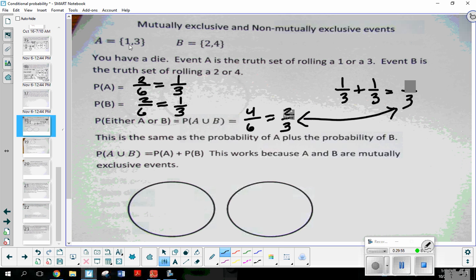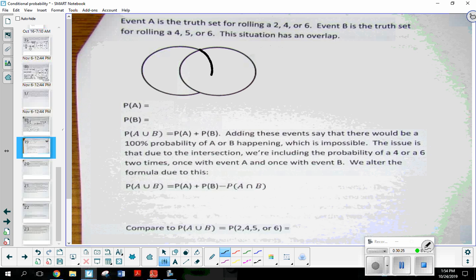We have this rule. This works because A and B are mutually exclusive. Remember, mutually exclusive means they do not have a what? There's no intersection. There's no favorable events that are going to occur in both. So this one is strictly 1 and 3. This one is 2 and 4. So mutually exclusive means there's no common elements. So if it's not mutually exclusive, that's got to mean what? That we do have some kind of overlap, that there are common elements.